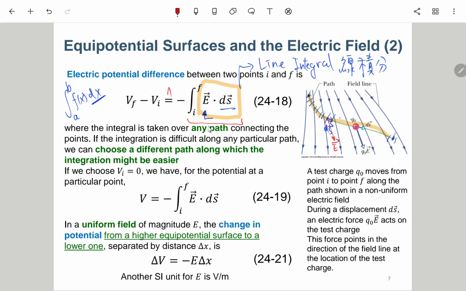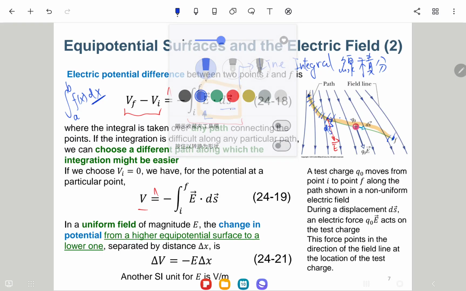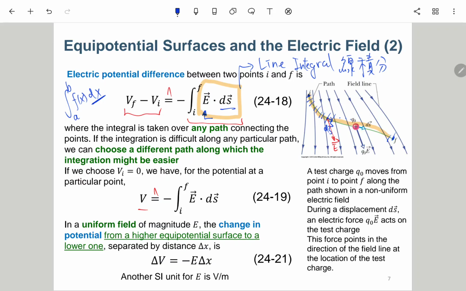Okay, so similarly, we can just write it as simple V. Or you can just consider it as a delta V, or you can just consider Vi to be 0. So V, we just let V to be the potential difference. So here we write it as V equals negative integration of E dot ds from I to F. So this is also the definition for the electric potential or electric potential difference.